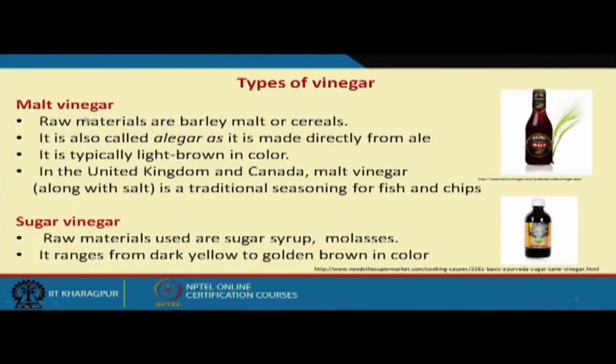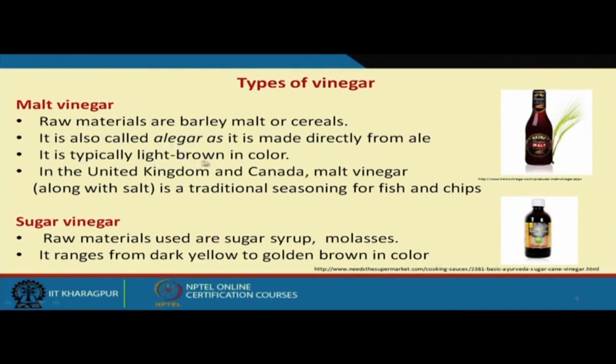Then we have malt vinegar. The raw material is barley malt. Sometimes it is called alegar. Alegar means it is produced from ale beer. We saw ale beer when we discussed the brewing industry, where lager beer and ale beer are mostly used. Now, if we use ale beer for the production of this vinegar, we call it alegar.